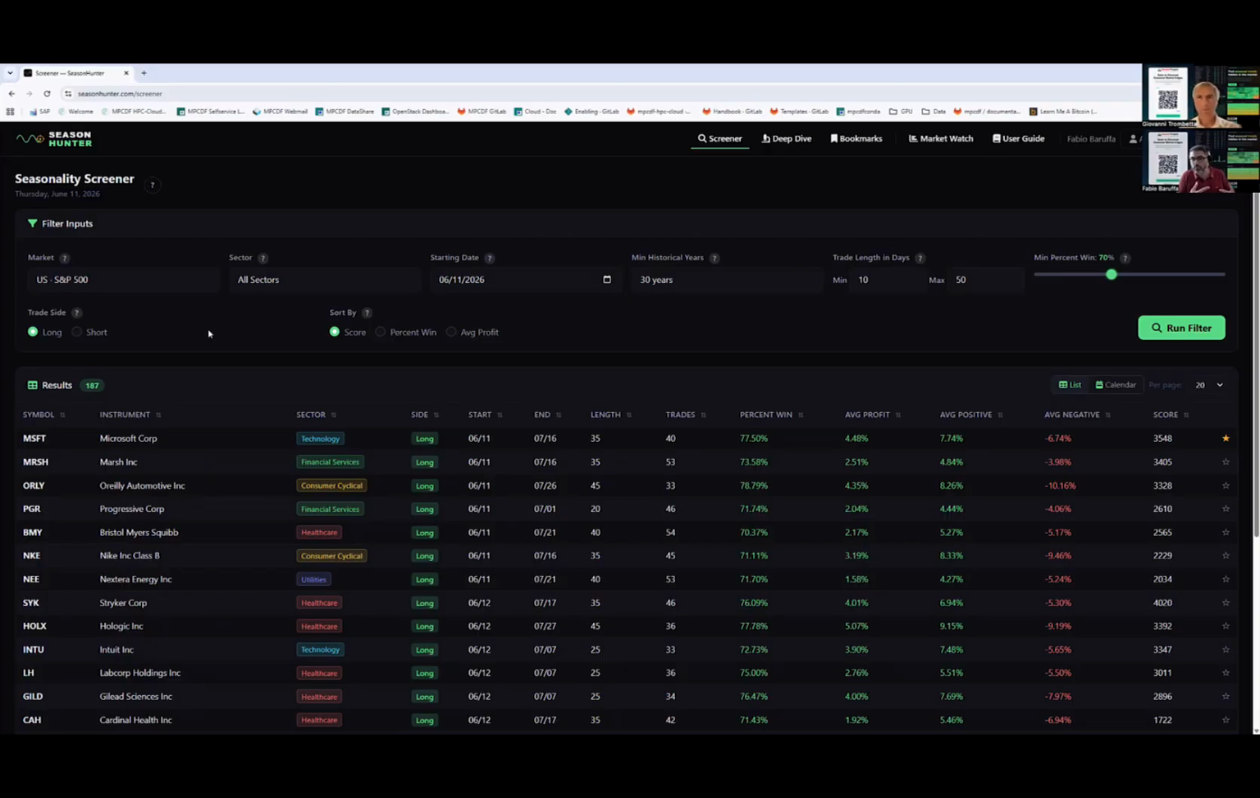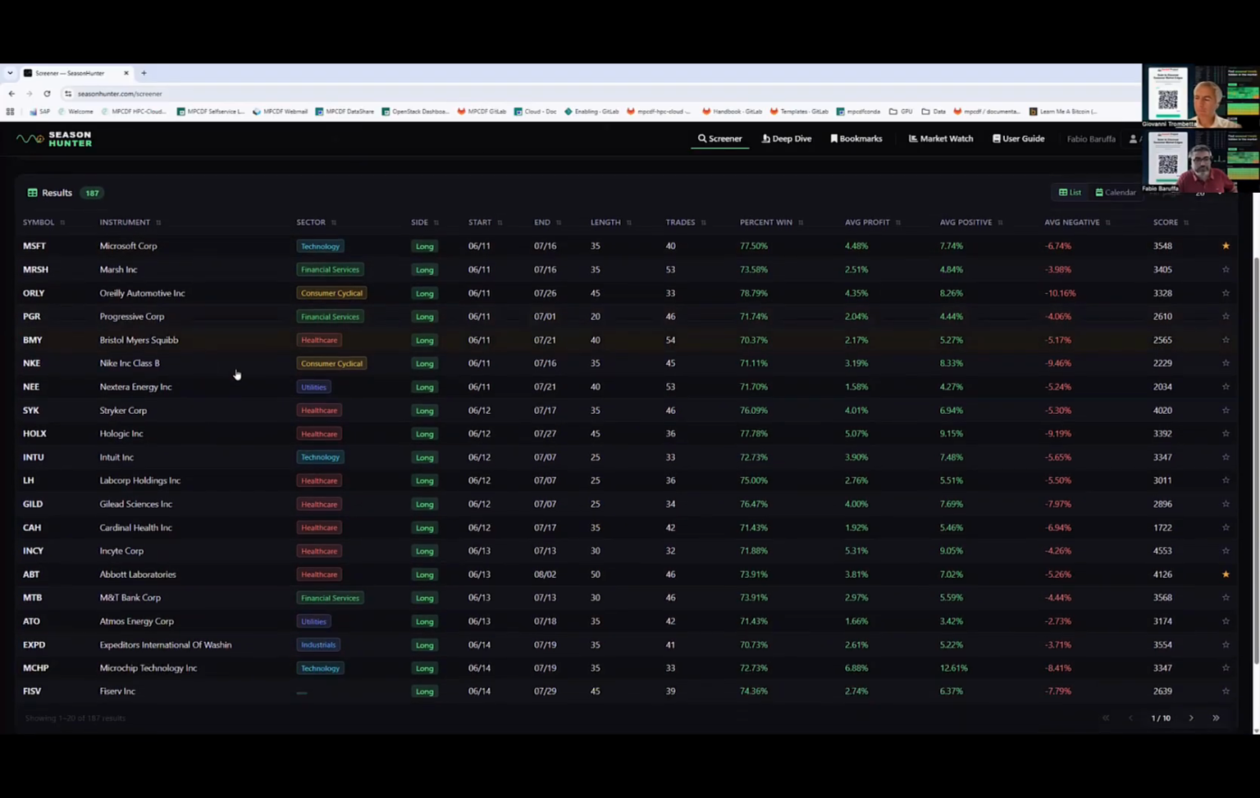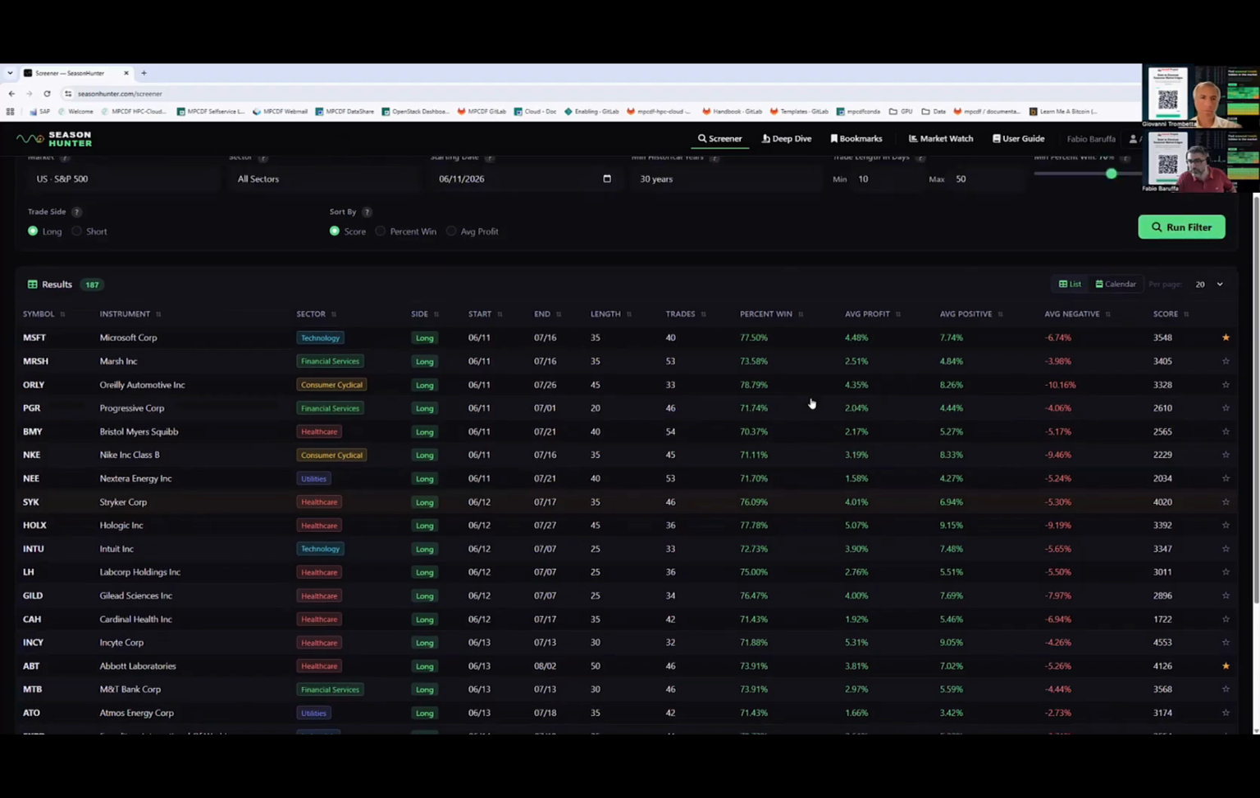The score is the combination of percent win, the average profit, and how those during the years have changed. Okay, sort of the diffusion of the statistical edge. So in this case, we see a list here. The list is very comprehensive. There is the most relevant information here.